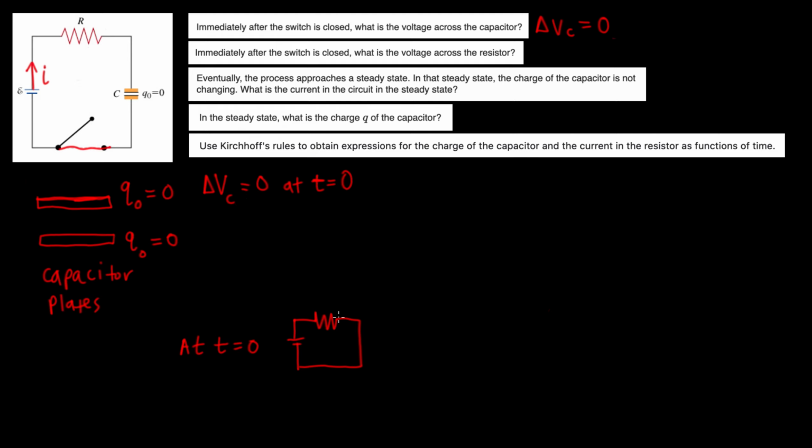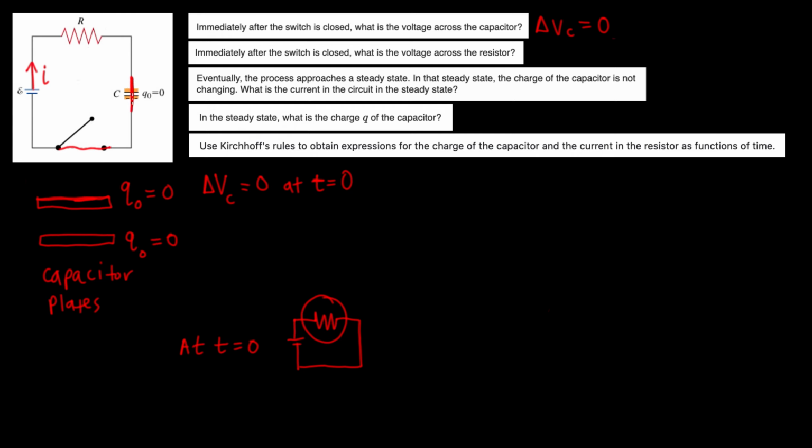Now let's answer the second question. Immediately after the switch is closed, what is the voltage across the resistor? Now notice how at time equals 0, the capacitor acts like a wire. So we can just ignore the capacitor and just look at the resistor. And I circled the resistor here in this diagram.